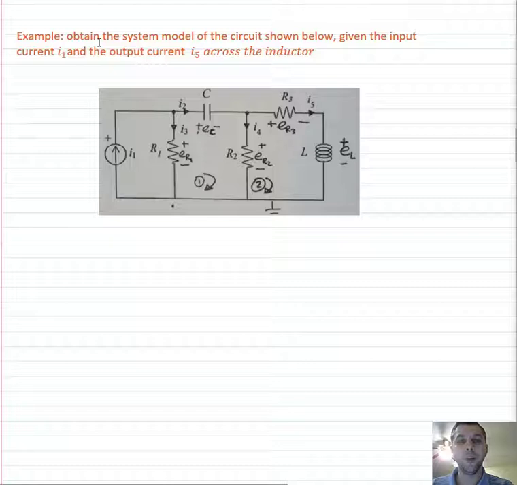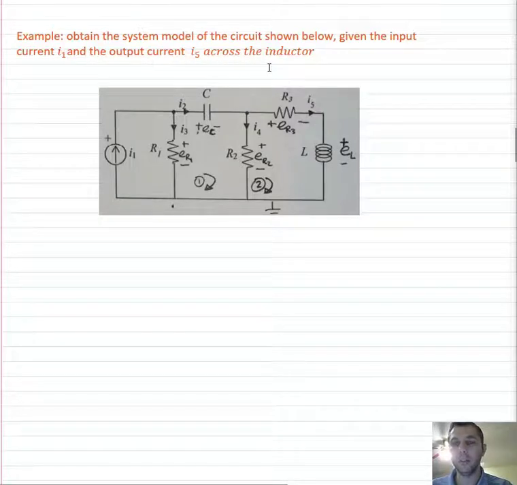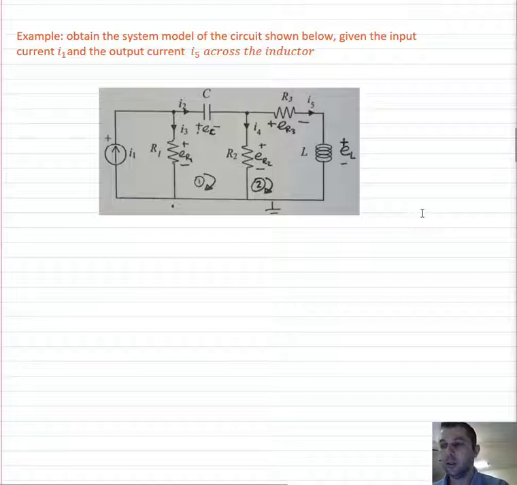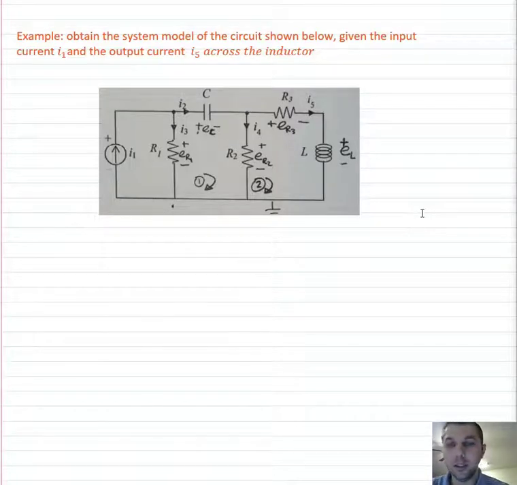Example 2. Obtain the system model of the circuit shown below, given the input current I1 and the output current I5 across the inductor. We will start the solution. We will list the equations of the circuit.